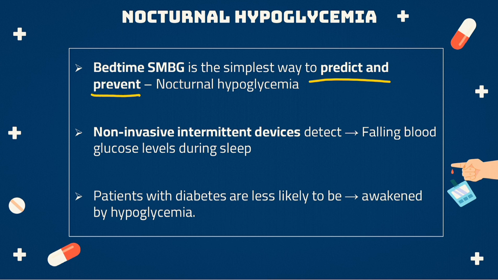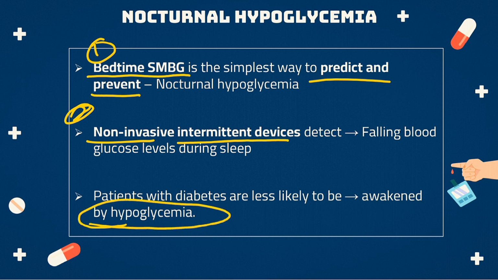Nocturnal hypoglycemia can be predicted and prevented by measuring the bedtime blood glucose level, that is, bedtime self monitoring of blood glucose. The second method is by using a non-invasive intermittent device which measures the falling level of glucose during sleep. As we know, a person who is having nocturnal hypoglycemia has very little chance of being awakened by the hypoglycemia. So these methods are required so that we can measure the level of blood glucose.